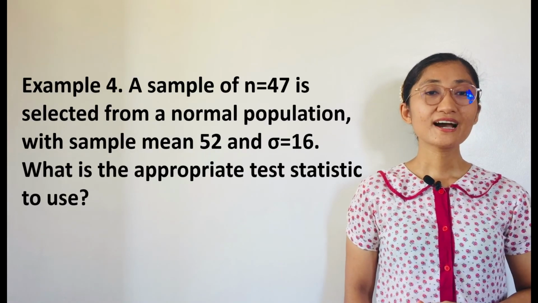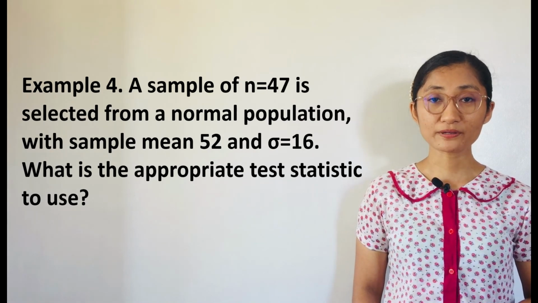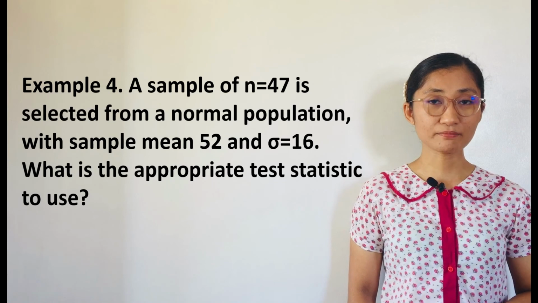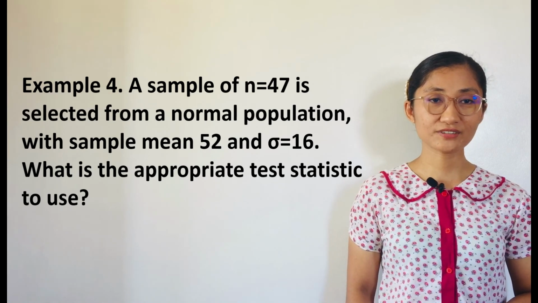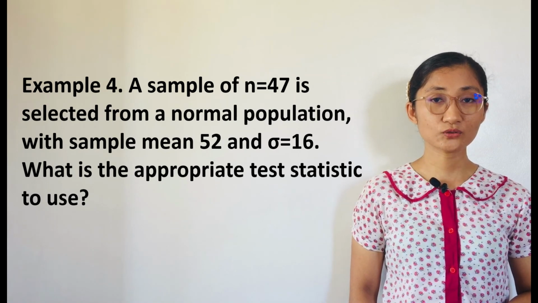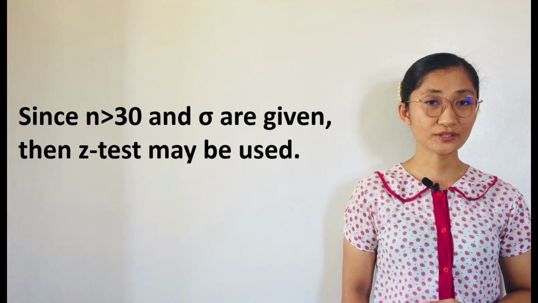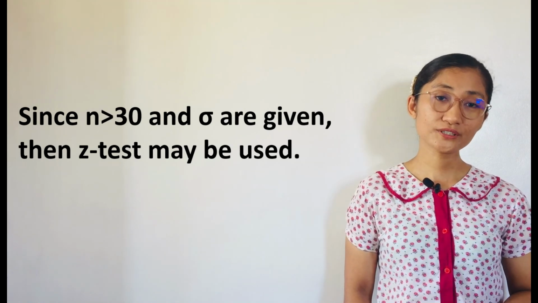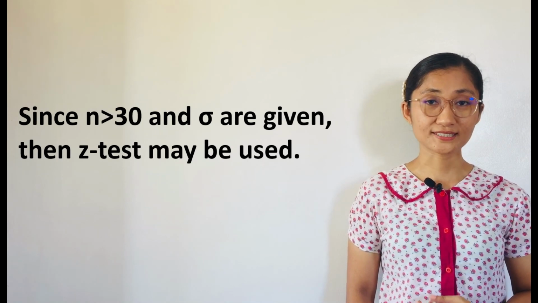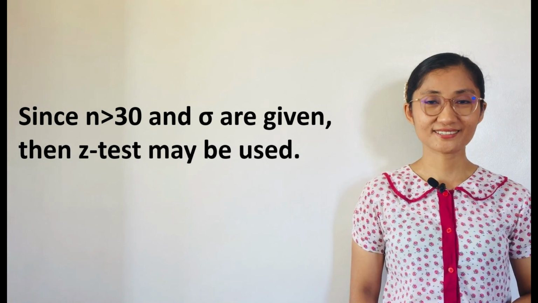Example 4. A sample of n equals 47 is selected from a normal population with sample mean 52 and sigma, or population standard deviation, 16. What is the appropriate test statistic to use? Since n, the sample size, which is 47, is greater than 30 and the population standard deviation is given, which is 16, then Z-test is the appropriate test statistic.